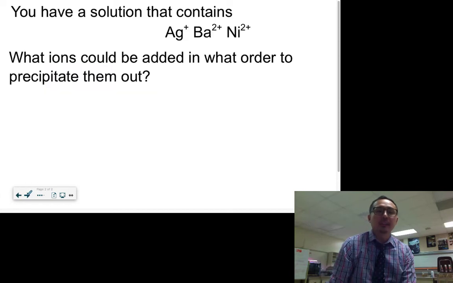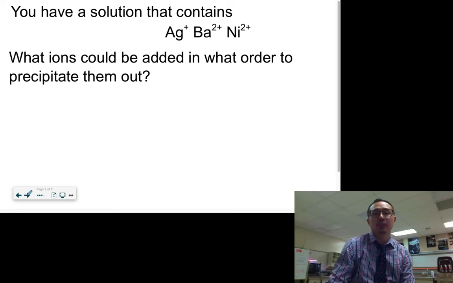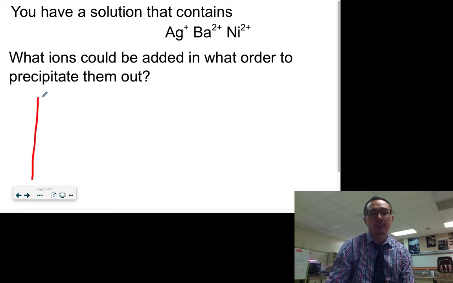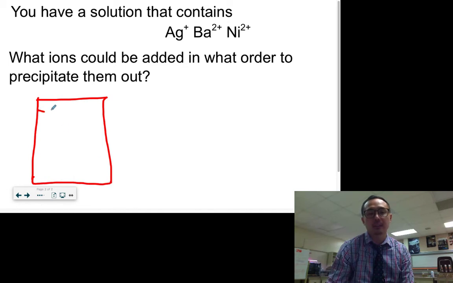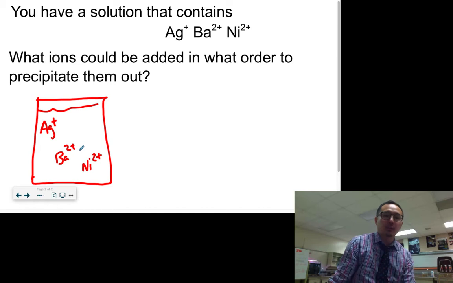How we solve this without doing a laboratory is that sometimes you might get a question something like this. You have a solution that contains silver ions, barium ions, and nickel ions. So if we look at my beaker, we would have silver, barium, and nickel. You need to add something in here to precipitate these three out in order. So what could you add?